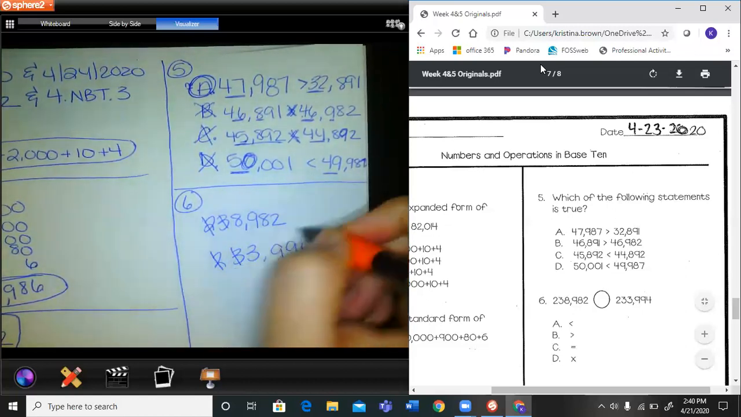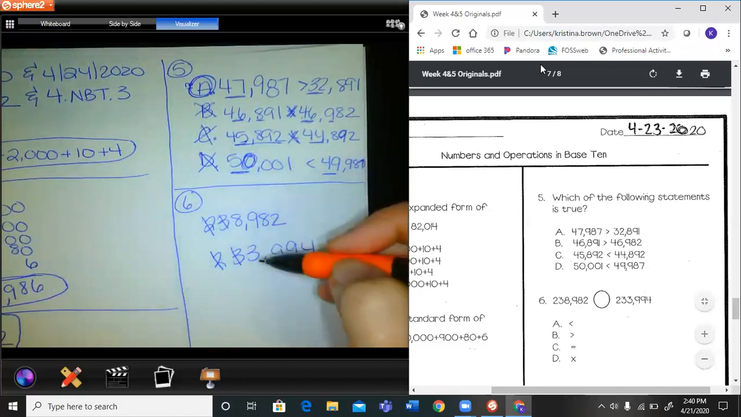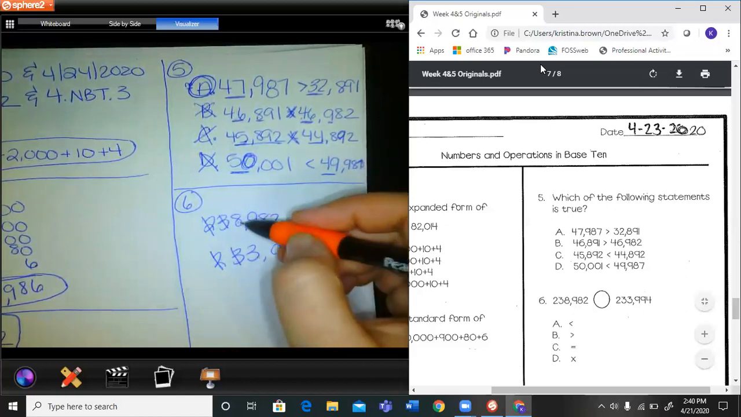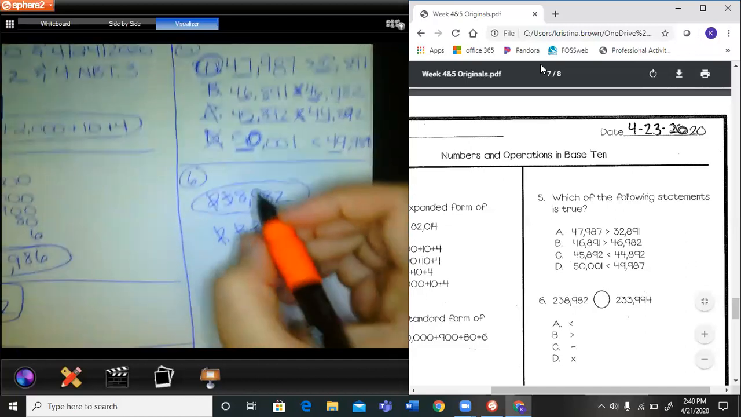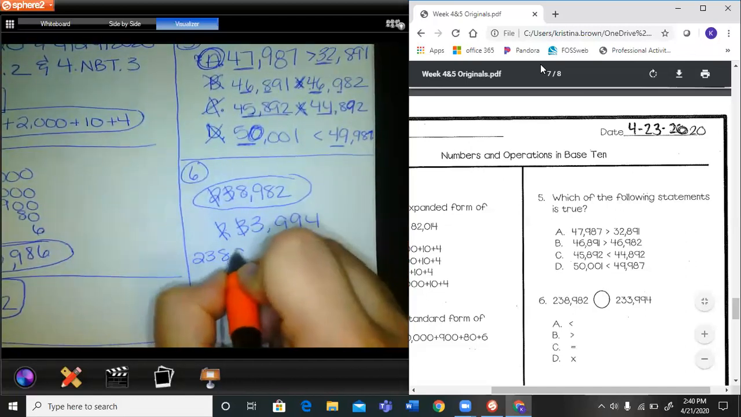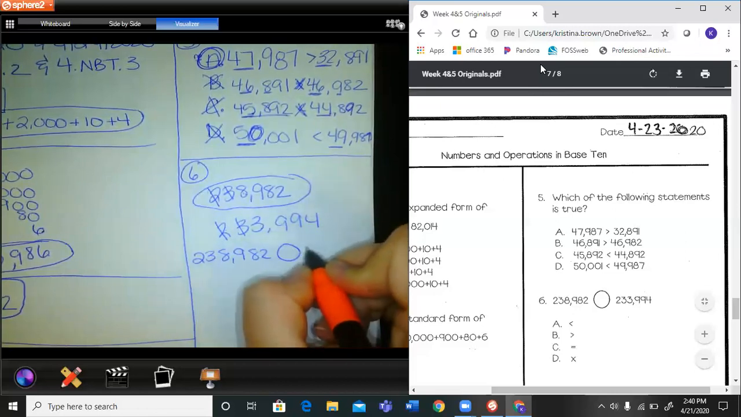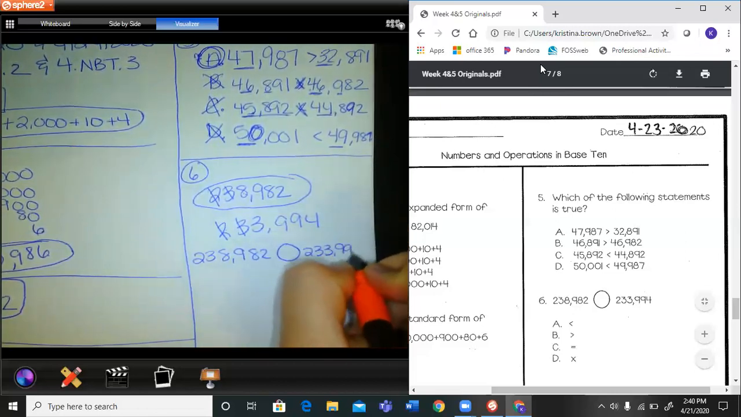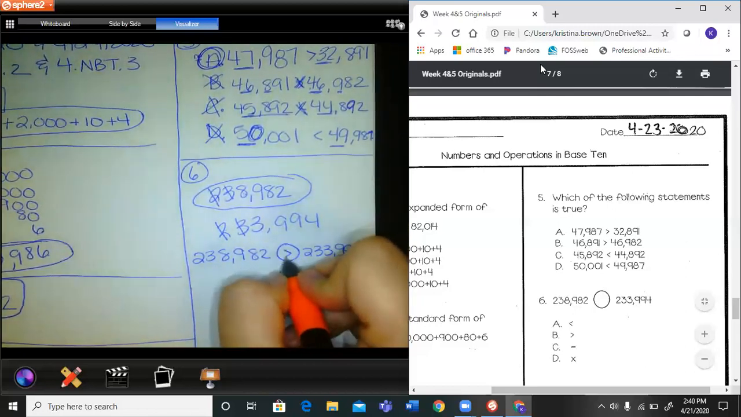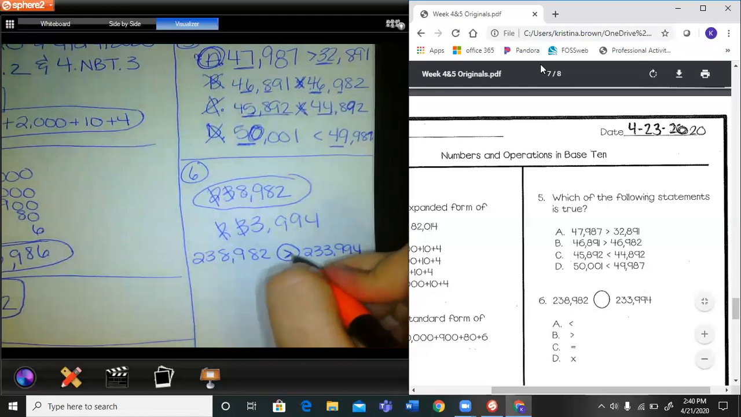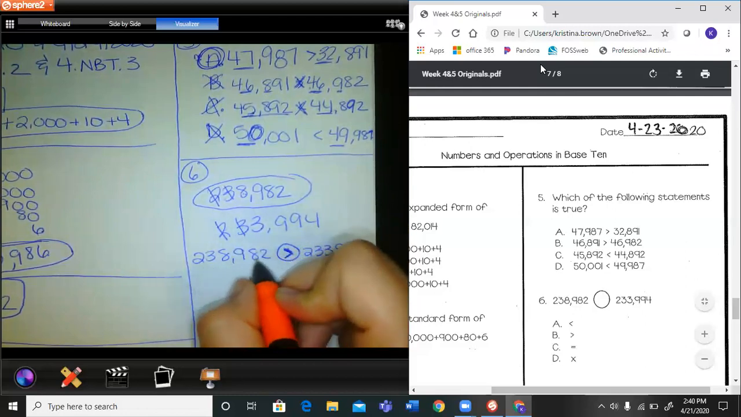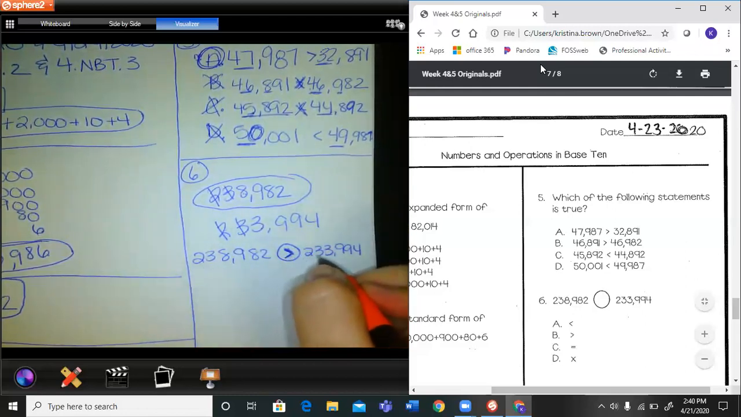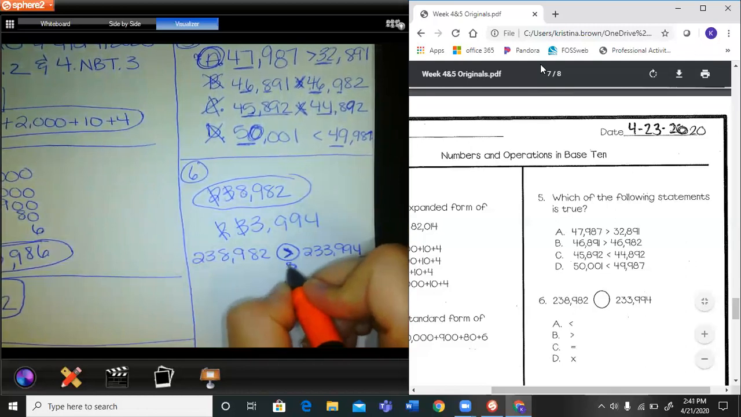Both of these had 6 digits. That's why I automatically just started in my hundred thousands place. Here I have an 8 and I have a 3. 8 is larger, which means this number as a whole is going to be larger. So when I write it, you should have a greater than sign in your blank. 238,982 is greater than 233,994. So this one should be B as my answer.